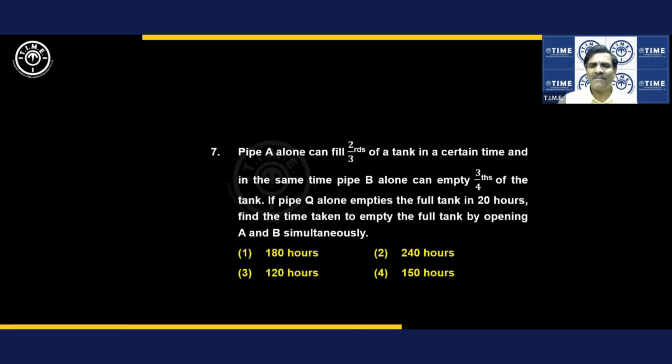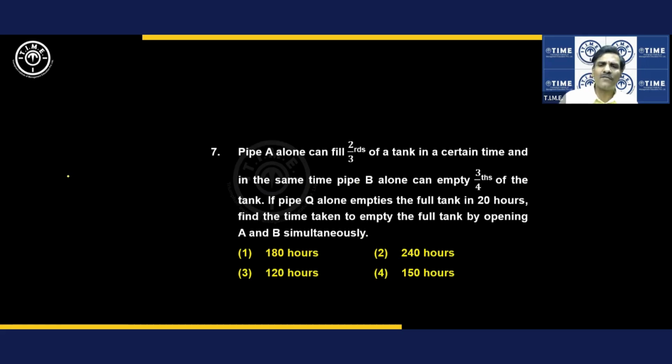Pipe A alone can fill 2/3 of a tank in a certain time, and in the same time pipe B alone can empty 3/4 of the tank. If pipe Q alone empties the full tank in 20 hours, find the time taken to empty the full tank by opening A and B simultaneously.